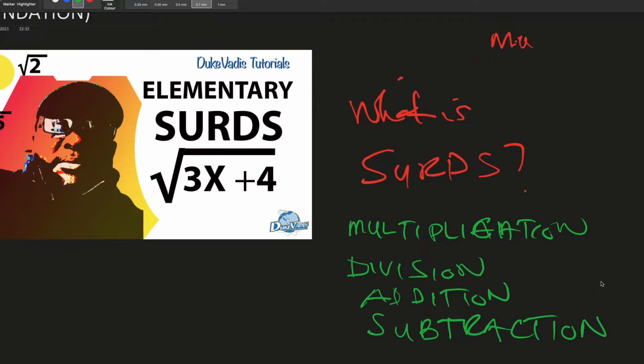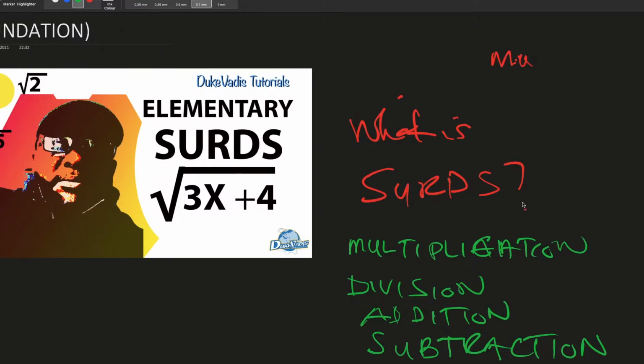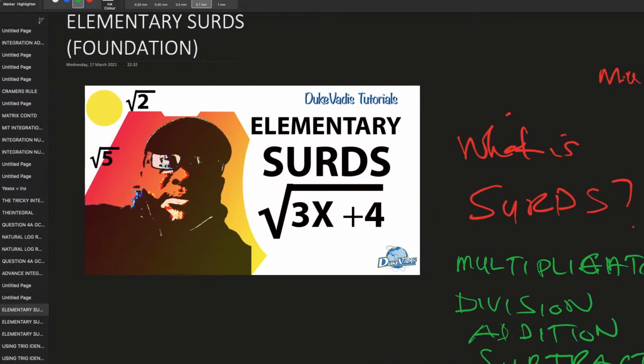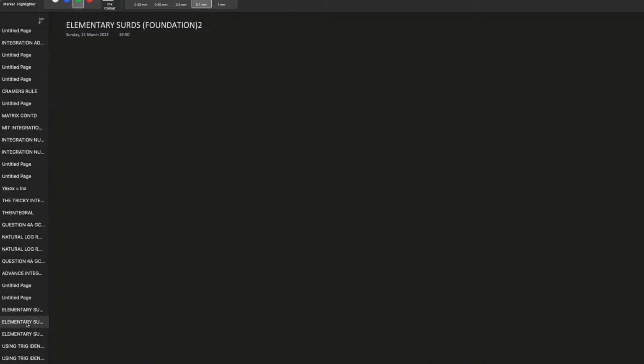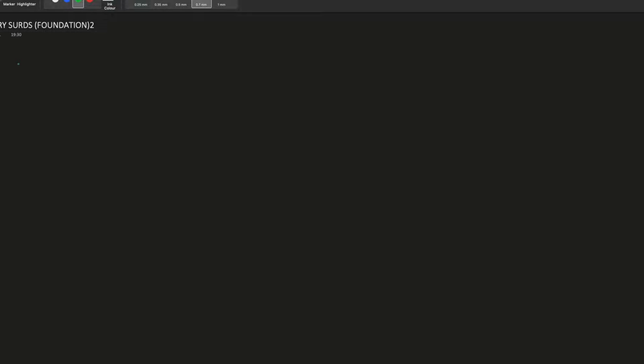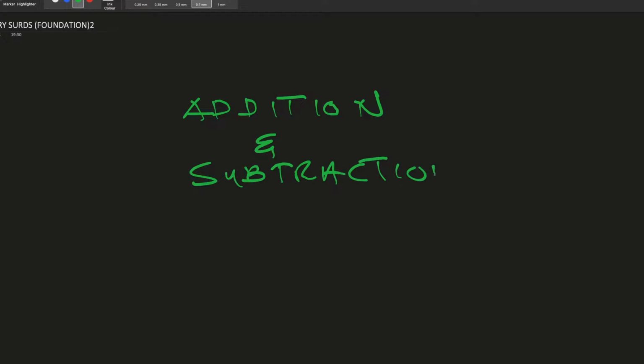Then we will branch further into sets, now in a different magnitude. So without wasting time, let's set the ball rolling. Our emphasis was on addition and subtraction of sets.